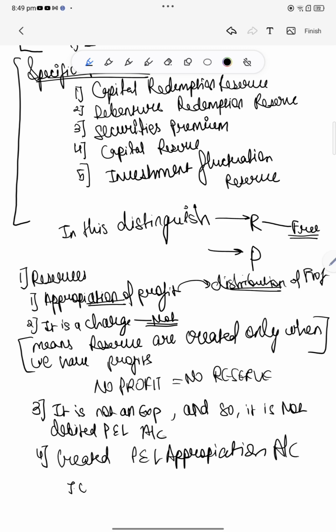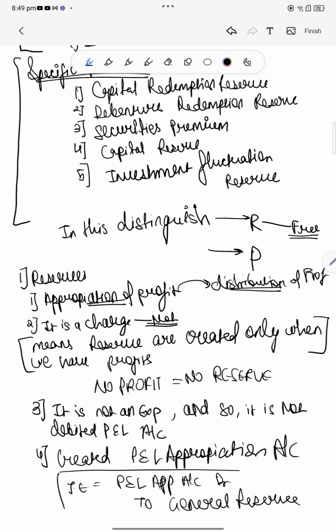Journal entry with this goes as P&L appropriation account debit to, for example, we are creating general reserve, so general reserve, and this is known as free reserve. So first of all, it is appropriation of profit. It is not a charge. It is created only when we gain profit and not without having profit. It is not debited to P&L account. It is not a charge, so it is not an expense.